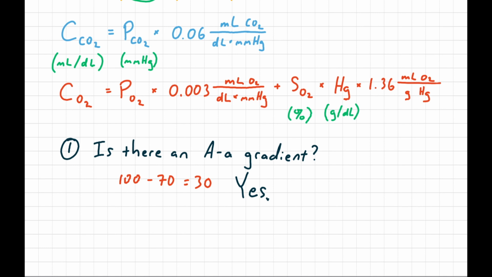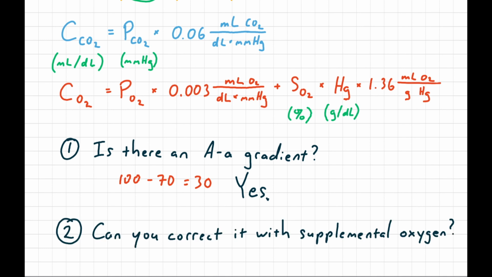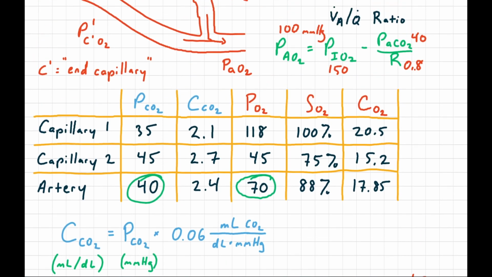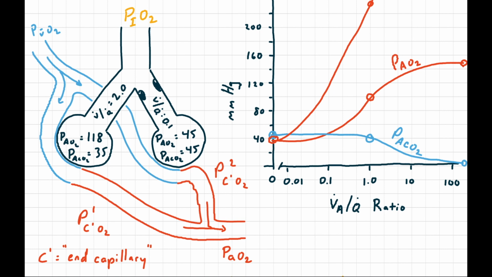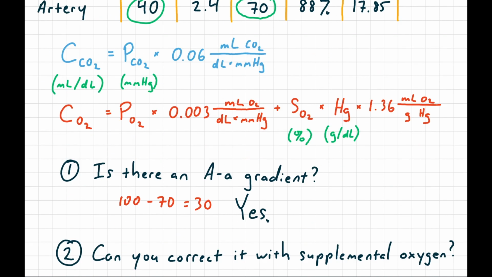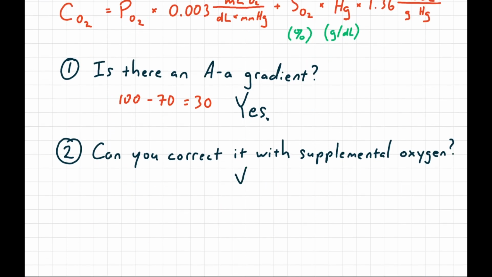And the second question is, can you correct the hypoxemia with supplemental oxygen? To answer that, let's go back up to the graph that gave us the partial pressure of oxygen in each of our pulmonary segments. If we suddenly increase our inspired oxygen fraction to about 40%, our graph is now going to look something like this. And even a segment with a VQ ratio of 0.1 will have a very healthy alveolar oxygen partial pressure. So the hypoxemia of VQ mismatch will correct with supplemental oxygen. So our answer to question number 2 is yes.